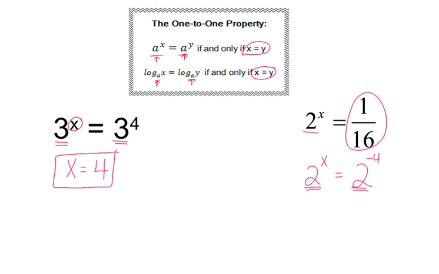Now I have my like bases. I can drop those and set my exponents equal to each other. So x equals negative 4. Again, if you just did this in your head, that's fine. I just want to illustrate the property.